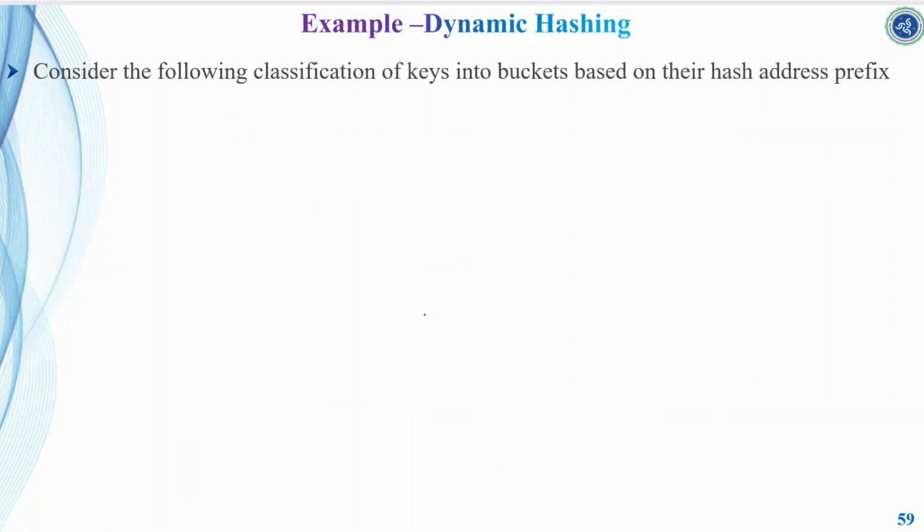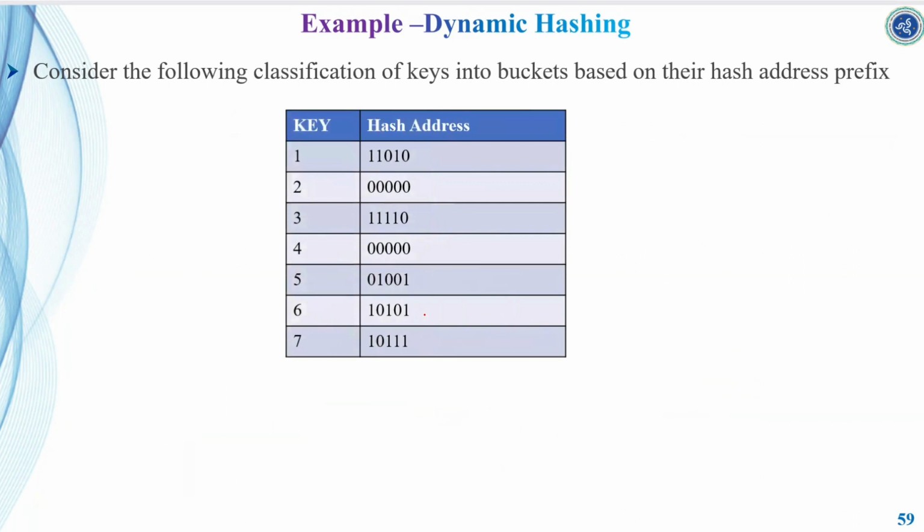So here we have key values. Classification of keys into buckets based upon the hash address prefix. So you are given some key values, and after the key values you are given some addresses also. So this is the input. We have key values and hash addresses given. Based upon these values, you have to do the dynamic hashing or extendable hashing.